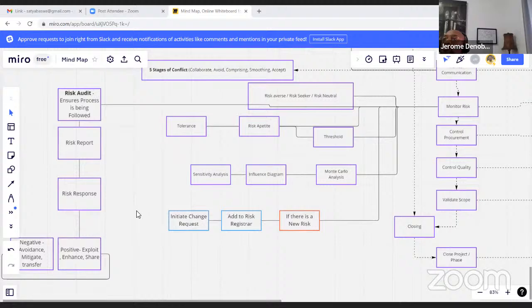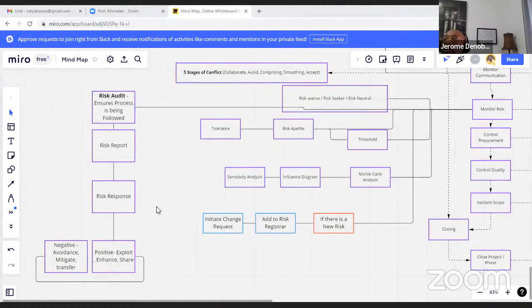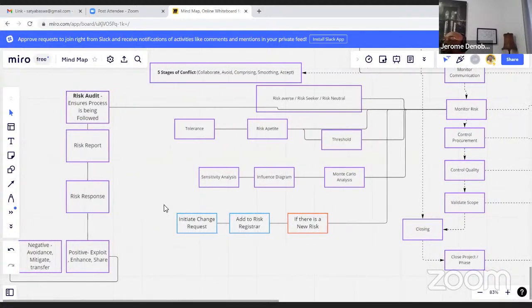There's a risk report. It ensures the process is being followed. There's a risk audit, and a risk response. If it's a negative risk response, it will be avoidance, mitigate, transfer. Positive: exploit, enhance, share. If there is a new risk, we add it to the risk register and initiate a change request. That's kind of the process that's followed.